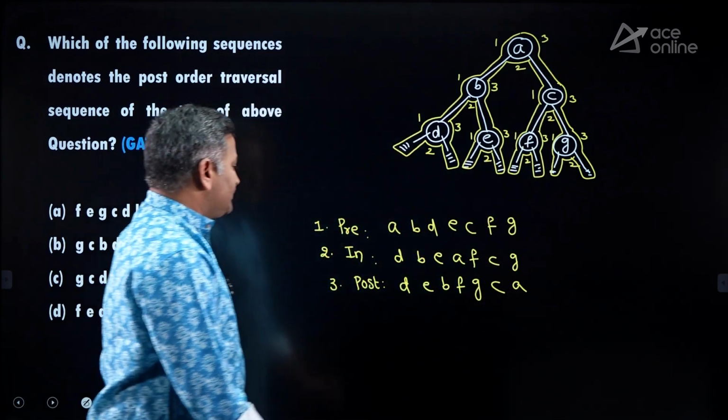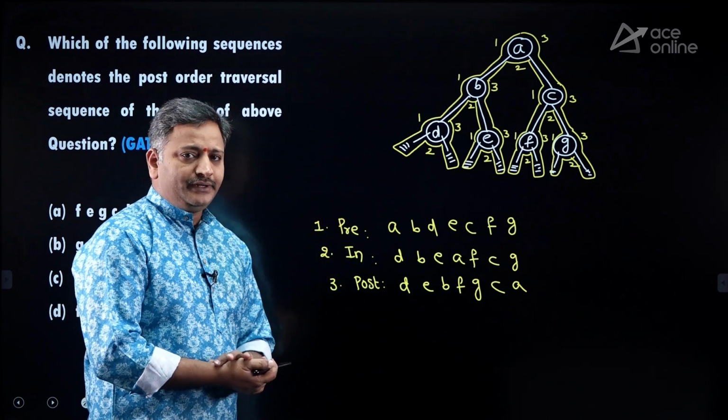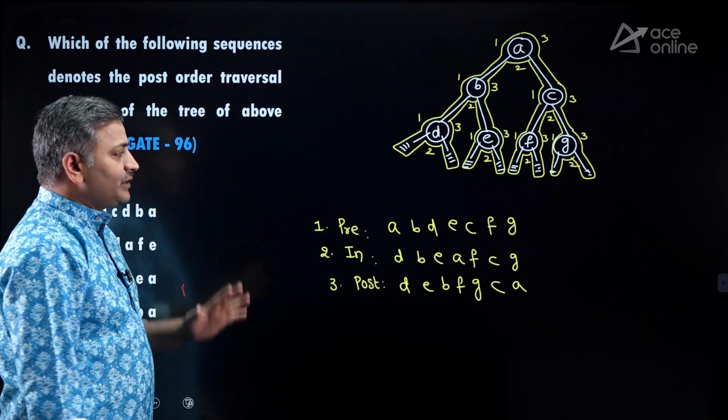So this is pre-order, in-order, post-order traversal. You can apply this logic for all trees, friends, so that you will get the concept about pre-order, in-order and post-order. I hope this is clear now.